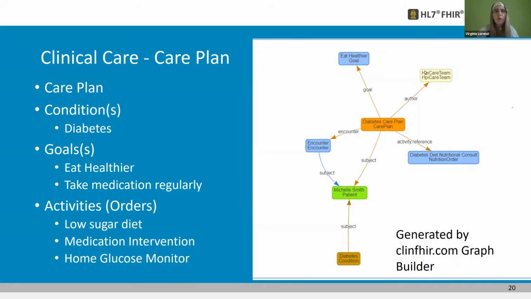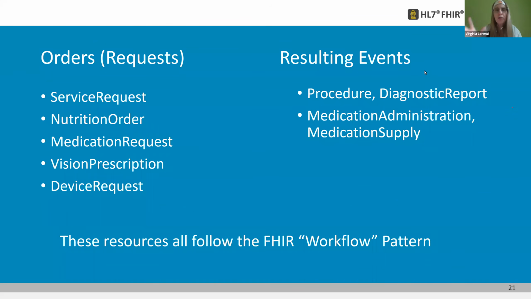Maybe it's a referral to some specialists, maybe it's a special diet, maybe it's making sure someone's calling you up to see if you're taking your medications. Maybe they're going to write an order for you to get a home glucose monitor. And I kind of show how those resources are related using this tool called clinfire.com. I'm using Graph Builder. It's a nice tool to kind of get a graphical idea of FHIR instances. It's a free tool.